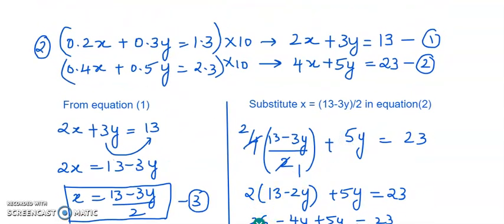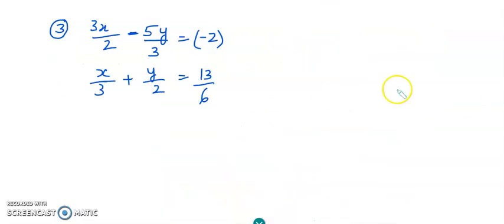First we changed the decimals by multiplying by 10. We made a normal equation. The coefficients were normal whole numbers, and then we kept the lowest coefficient term and substituted it. Okay. Let's take the next question.